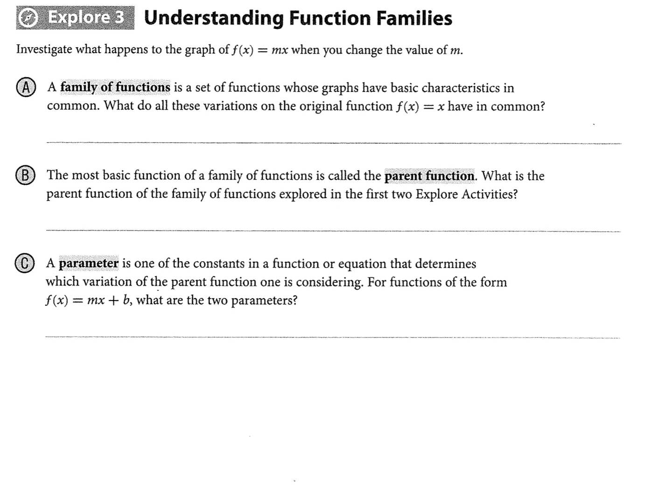Investigate what happens to the graph of f of x equals mx when you change the value of m. A says a family of functions is a set of functions or equations whose graphs have basic characteristics in common. What do these variations of the original function, f of x equals x, have in common? So we're looking at these two things. What do they have in common? Well, we know in this one the slope is 1, but over here the slope can be anything. But they both have the same y-intercept of 0.